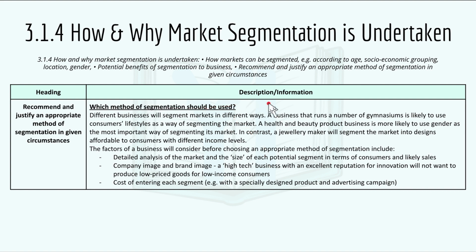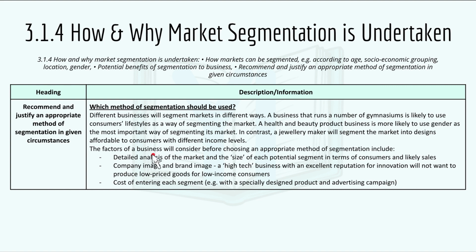And which method of segmentation to use must be justified as appropriate. Different businesses will segment markets in different ways. A business that runs a number of gyms is likely to use consumer lifestyle as a way of segmenting the market. A health and beauty products business is more likely to use gender as the most important way of segmenting the market. In contrast, a jewelry maker will segment the market into designs affordable to consumers with different income levels.